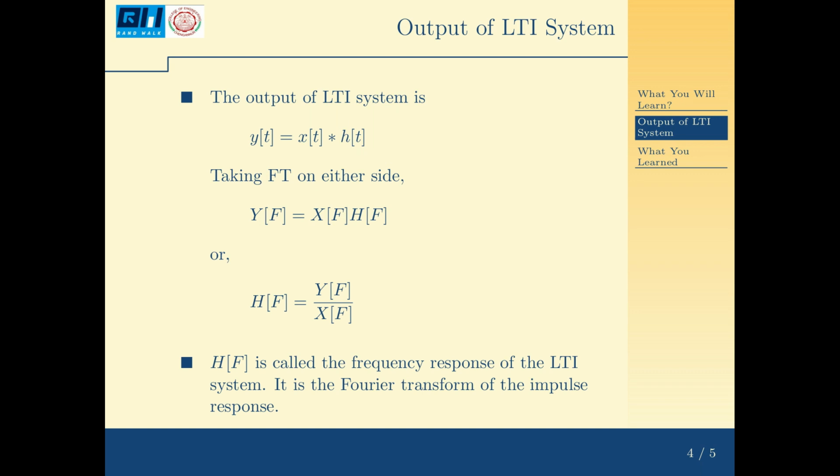The output of an LTI system is a linear convolution between the input and the impulse response. So y(t) is equal to x(t) convolved with h(t). If I take Fourier transform of either side, Y(f) is equal to X(f) into H(f), because in the last class we proved that time domain convolution appears as a multiplication in the frequency domain. So H(f) is equal to Y(f) divided by X(f). H(f) is called the frequency response of the LTI system. It is nothing but the Fourier transform of the impulse response h(t).